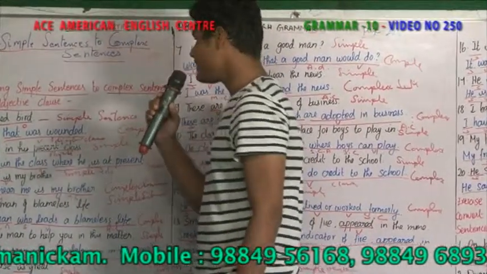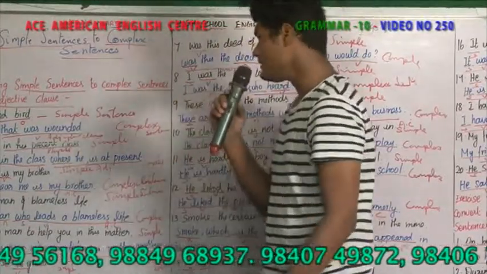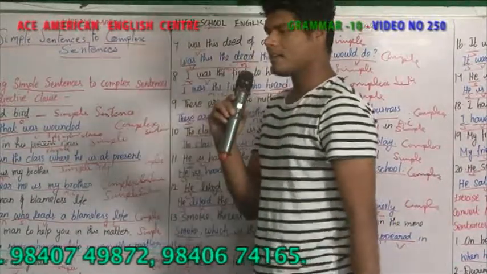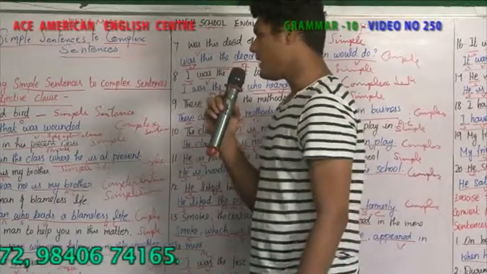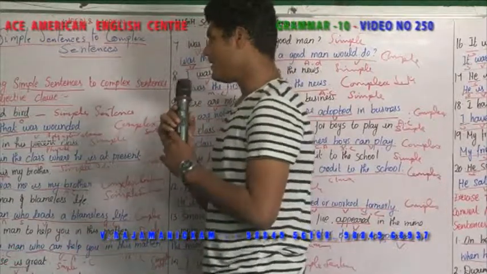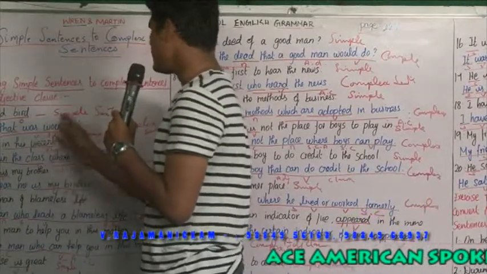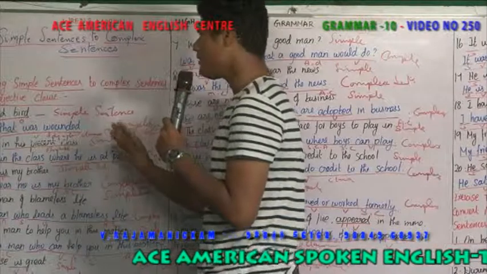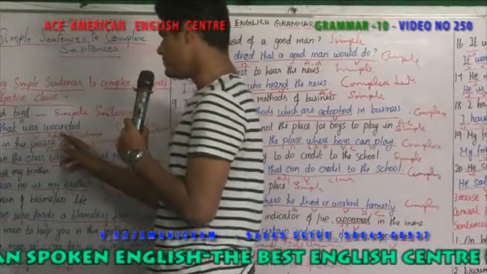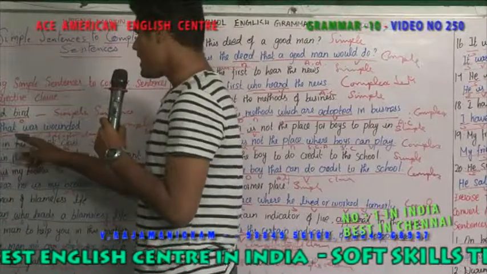Today we saw simple sentences and complex sentences and how to convert a simple sentence to a complex sentence. First of all, a simple sentence is a sentence which contains only one verb, and a complex sentence has two verbs. For example, I saw a wounded bird. In this, we got only one verb, saw, and in order to form a complex sentence, we have to have two verbs. So we form: I saw a bird that was wounded. Here, we got saw as a verb and was as a verb.